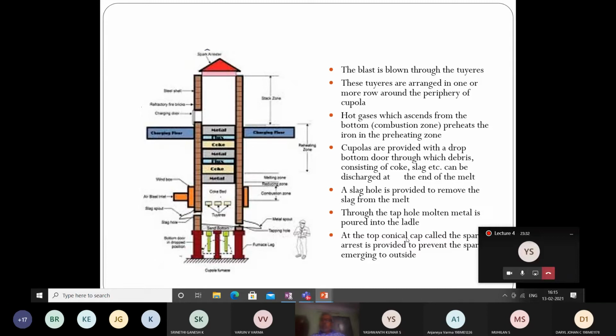At the top there is a conical cap called a spark arrestor. So at the top there is something called a spark arrestor. Combustion takes place; this is the stack zone. Sparks should be avoided. Sparks should be prevented. So you have a spark arrestor at the top of the cylindrical shell.